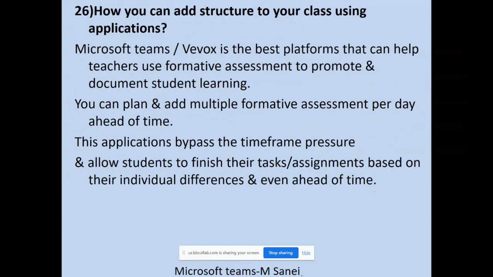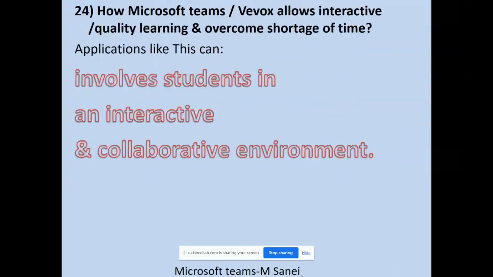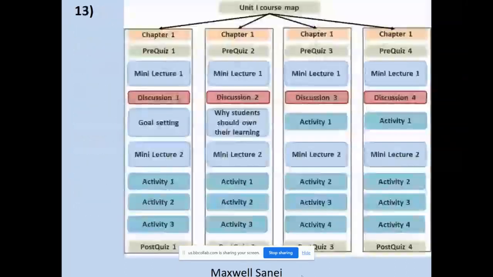Okay, how can you add structure to your class using applications? These applications are the best platforms that can help teachers use formative assessment. So, bottom line, I am structuring my course, and this is the structure of my course that I showed you.